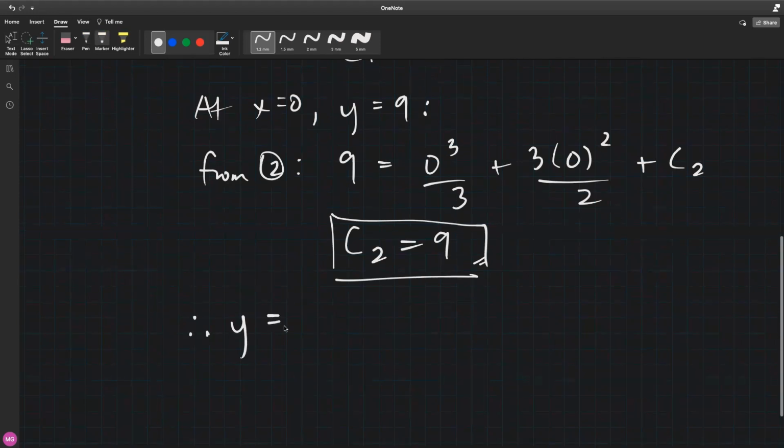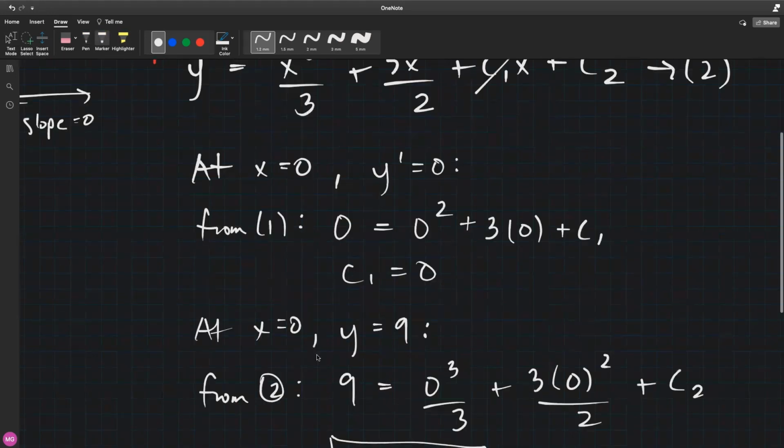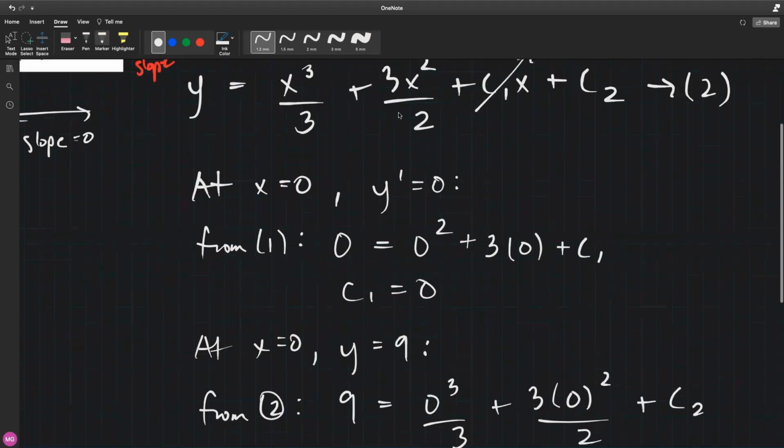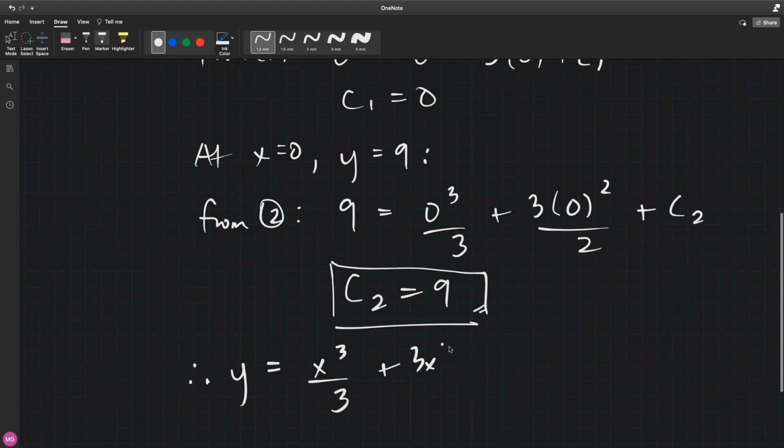Therefore, our y must be equal to x cubed over 3 plus 3x squared over 2 plus 9. So there.